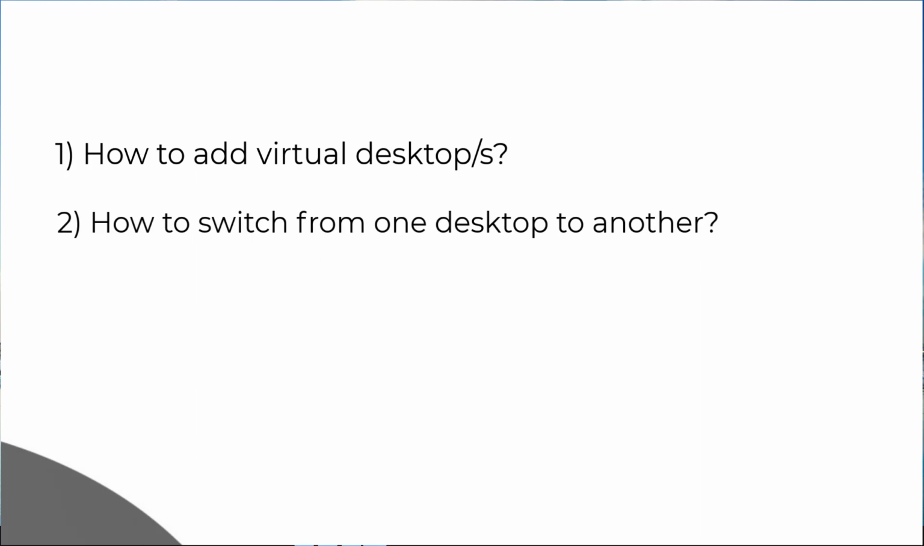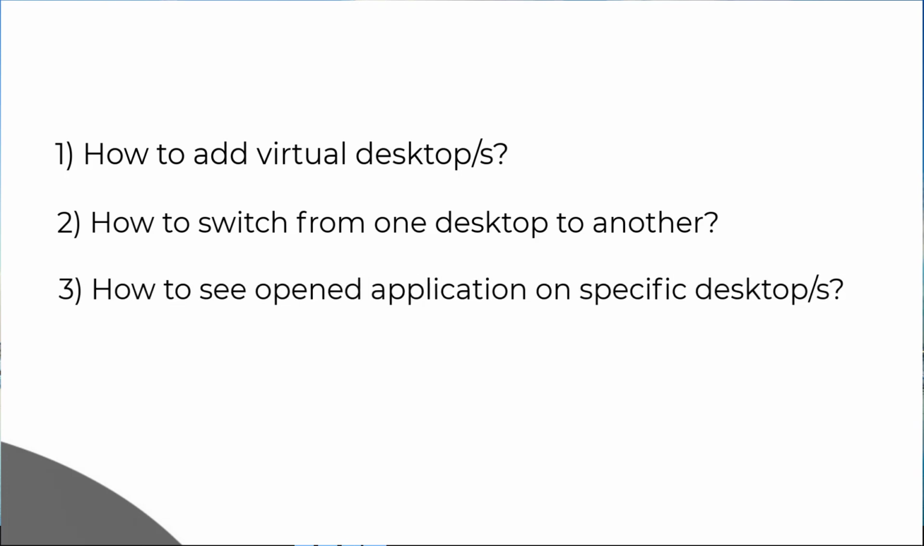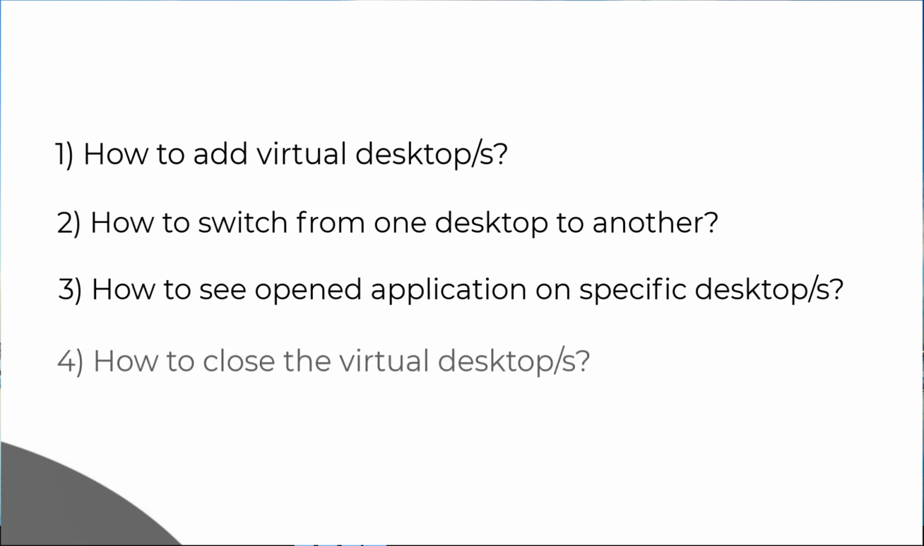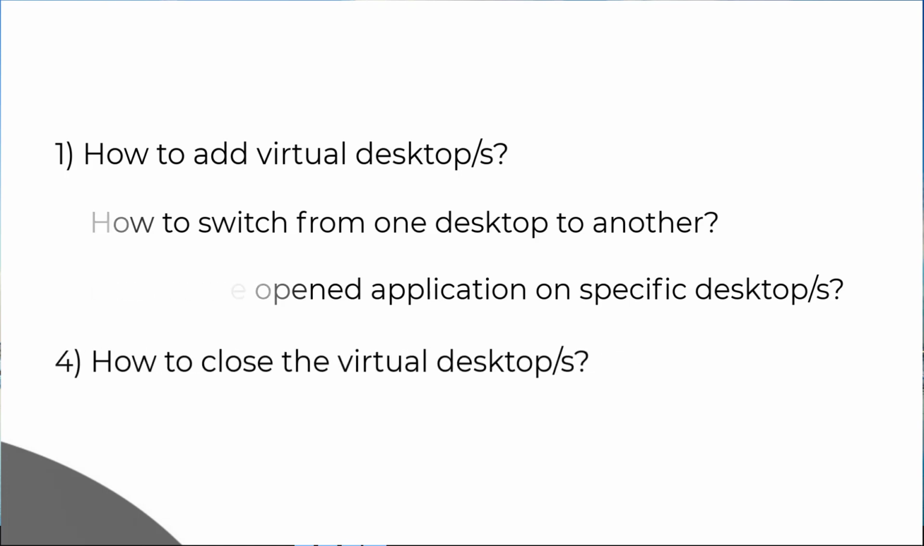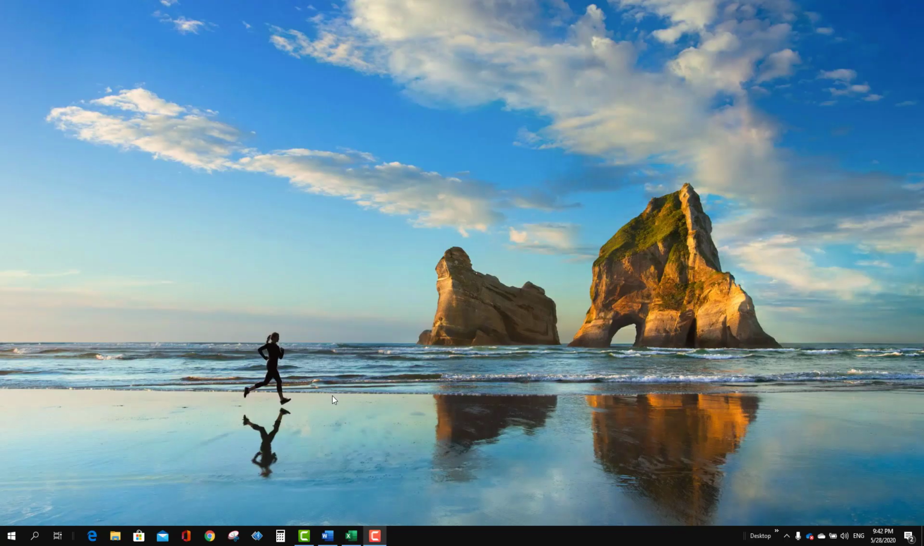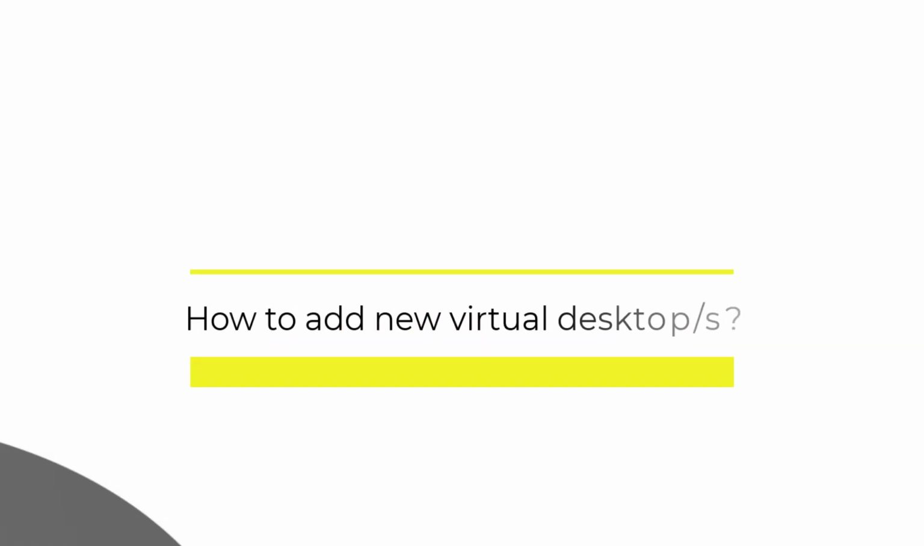So in this tutorial, I'm going to discuss four topics. First point is how to add virtual desktop, and second one is how we can switch from one desktop to another. And third one is how we can see the open applications or files on the specific desktop. And last and the final one is how we can close the opened desktop. So let's start with the first point of discussion, how we can add virtual desktop.